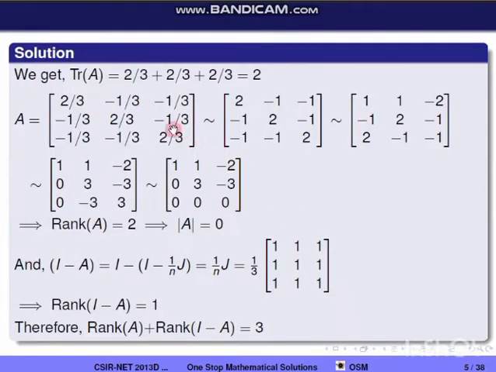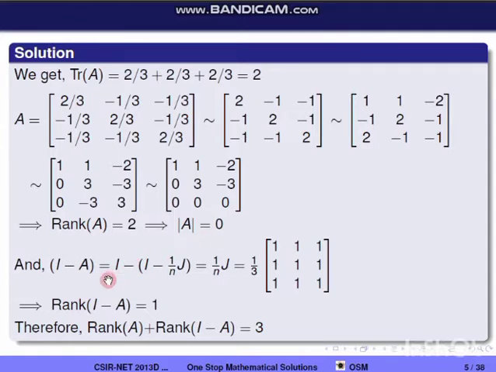So trace of A is the sum of diagonal elements, that is equal to 2 by 3 plus 2 by 3 plus 2 by 3, that is equal to 2. So trace of A is 2. Now we will find the rank of A. So first of all, reduce the matrix A into the echelon form. So when we do that, in the final result we are getting this matrix. Here there are two non-zero linearly independent rows. So rank of A is equal to 2. So rank of A is less than 3, that is, rank of A is less than the order of the matrix. So the determinant of A is equal to 0, that is, A is not invertible.